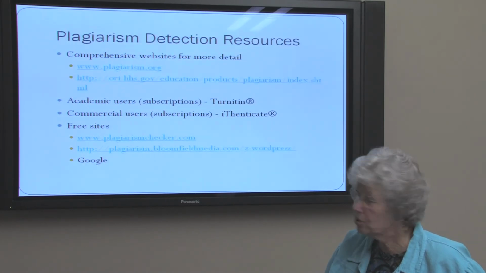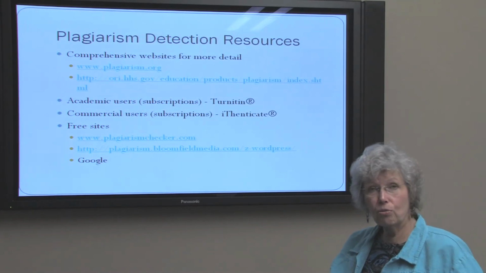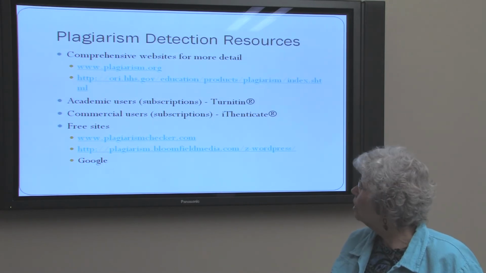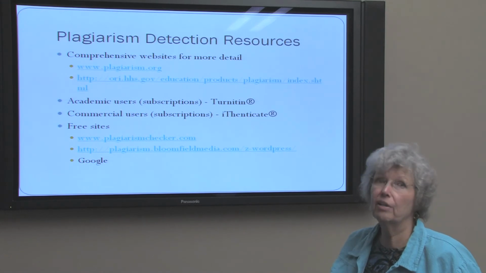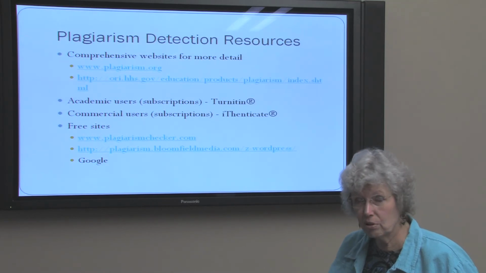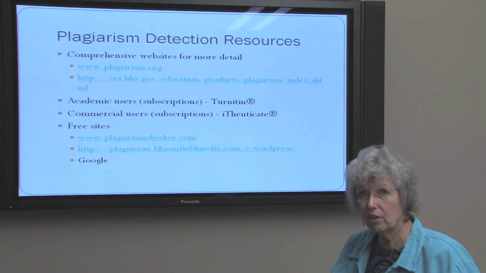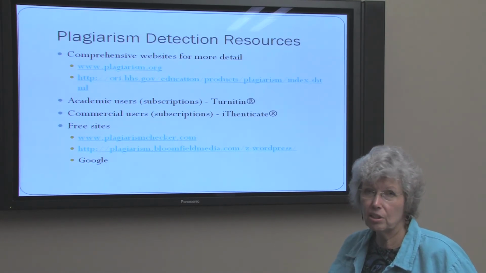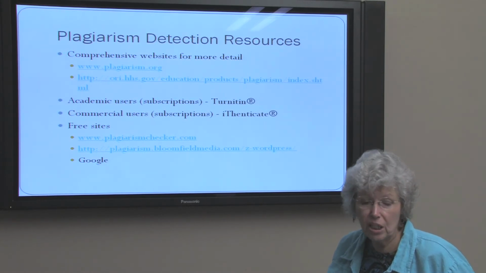So if you want to check your own work for plagiarism, there are academic subscriptions, like for example Turnitin. There are a couple of websites on here for plagiarism.org is one that has some additional resources, and the commercial subscription base that we use is Authenticate. There are a couple of free sites, Plagiarism Checker. You can put a few words into Google sometimes and see if you can find a match, but they have to be words that are quite unique. Otherwise, if you put in very common words, you'll get millions of hits.